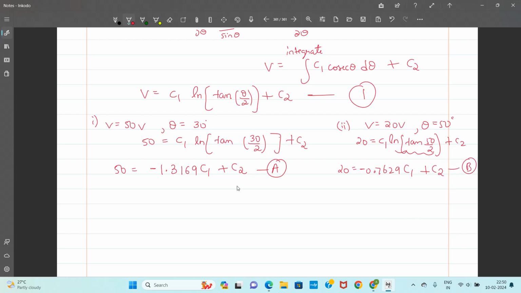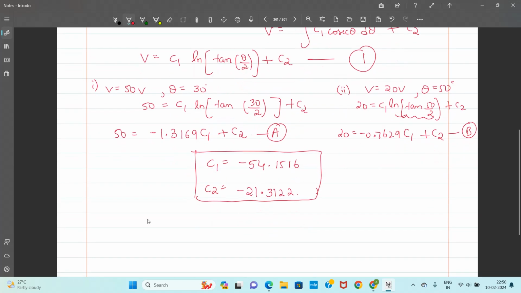Simultaneously solving these two equations will give you the constant values. Put it in calculator, solve these two equations. I will get C1 as minus 54.1516 and C2 will be minus 21.3122. These are the constant values you're going to get.